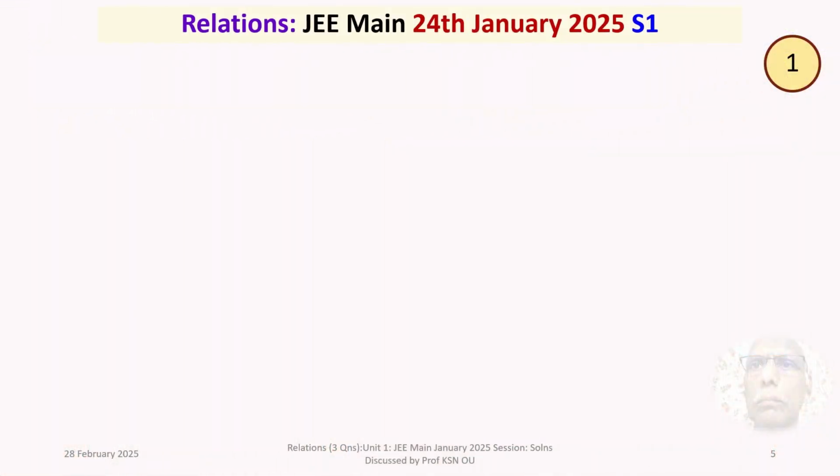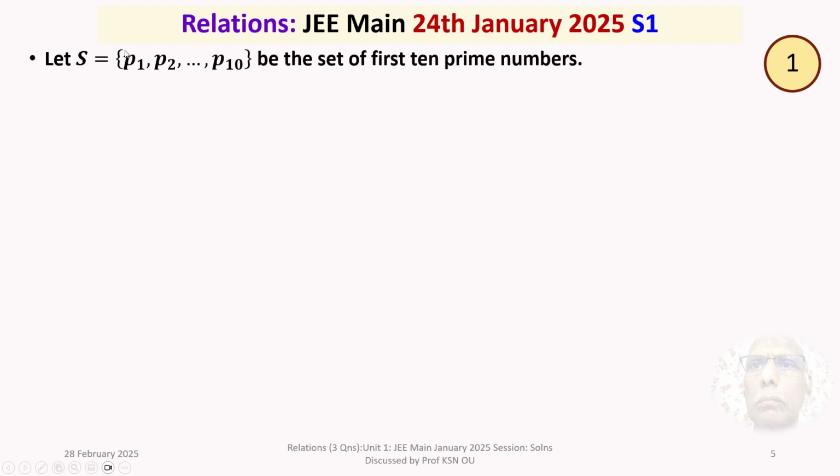Right, this is the first question. And this question has appeared on 24th January 2025 in the morning shift. The given question is, let S be the set consisting of P1, P2, etc., P10, the set of the first 10 prime numbers, that is prime numbers like 2, 3, 5, 7, 11, etc. Like that, the 10 prime numbers are there in S.